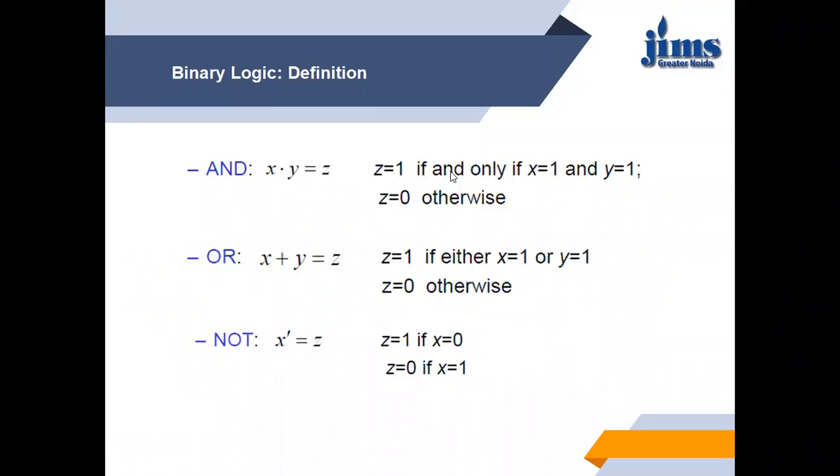And the last basic operation is NOT, denoted by X bar or X dash equals Z. That means it is the complement of the value of X. So Z is the complement of X, and Z equals 1 if X is 0, and Z equals 0 if X is 1. So whatever the value of X, when we take the NOT of X, its value will be the complement of X.